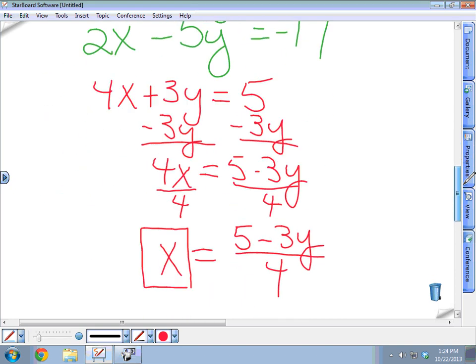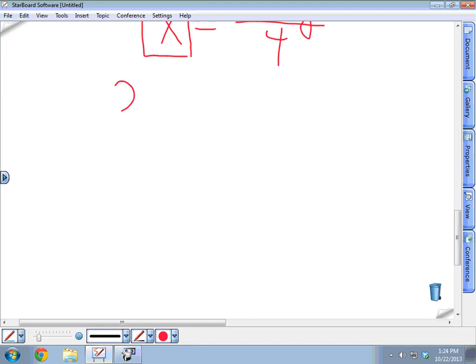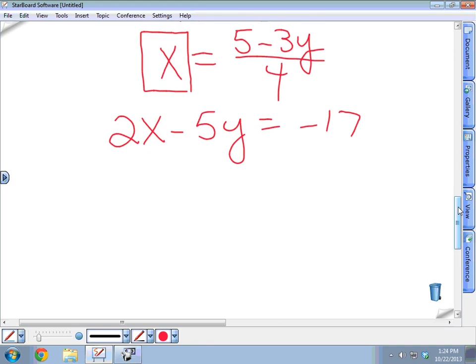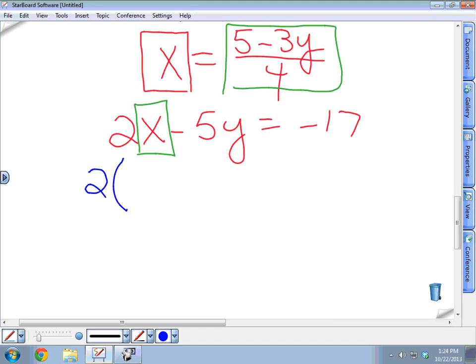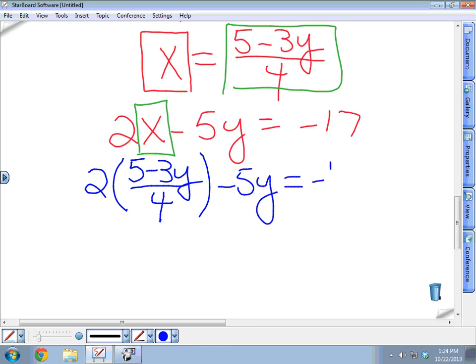So my other equation was 2x minus 5y equals negative 17. And again, the reason they call it the substitution method is because I'm going to substitute my x, which is this, in for x to solve. Okay? So if I have 2 times 5 minus 3y over 4, minus 5y equals minus 17.